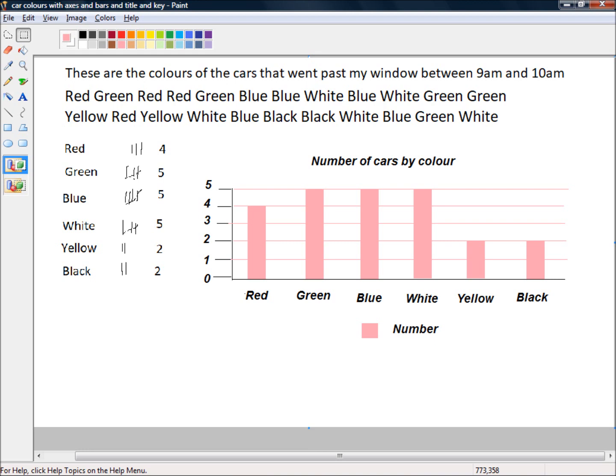Why don't you have a practice making up some raw data for yourself, turning it into a tally chart and a frequency table, and then converting that into a bar chart?